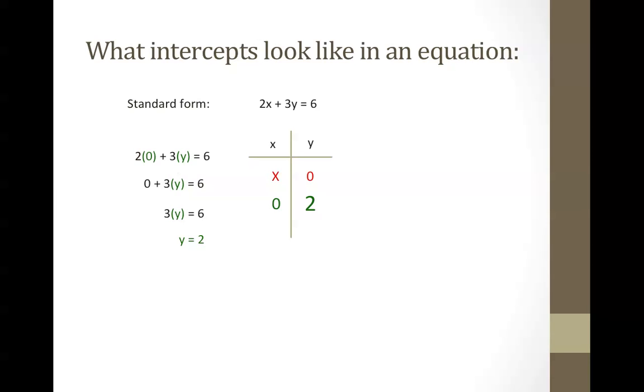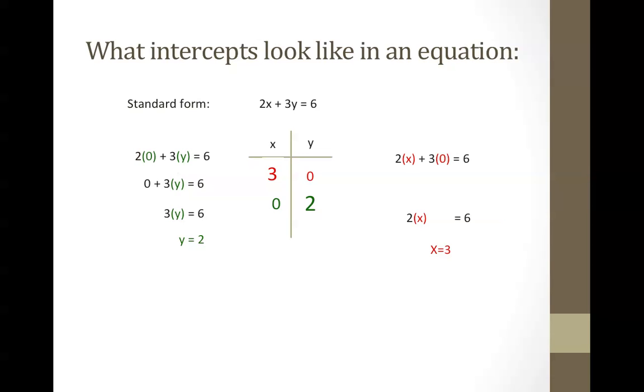Finding the x-intercept is just as easy. We'll take our equation, and we'll leave x as x, because that's what we're trying to find, and replace y with 0. Again, 3 times 0 is 0, and 0 plus 2x is just 2x. So now I have a one-step equation, 2x equals 6. I can divide both sides by 2 and find that x has to be 3. So the x-intercept is 3.